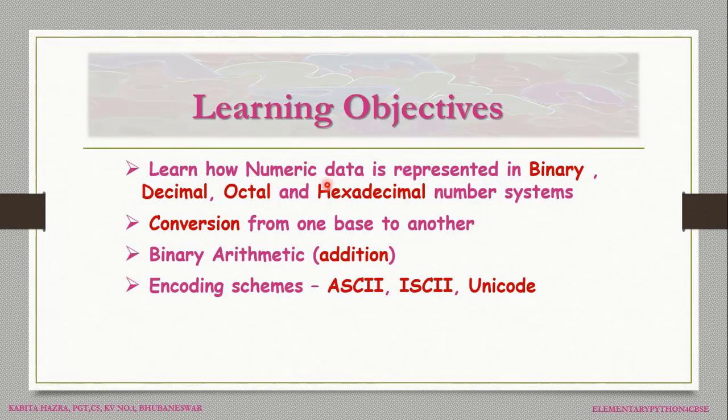We will discuss how numeric data is represented using different number systems like binary, decimal, octal and hexadecimal. The data that we provide, that is in the decimal number system, is represented in octal or hexadecimal in the memory as they occupy less space, and processing is done in binary. So conversion must take place from one base to another base.